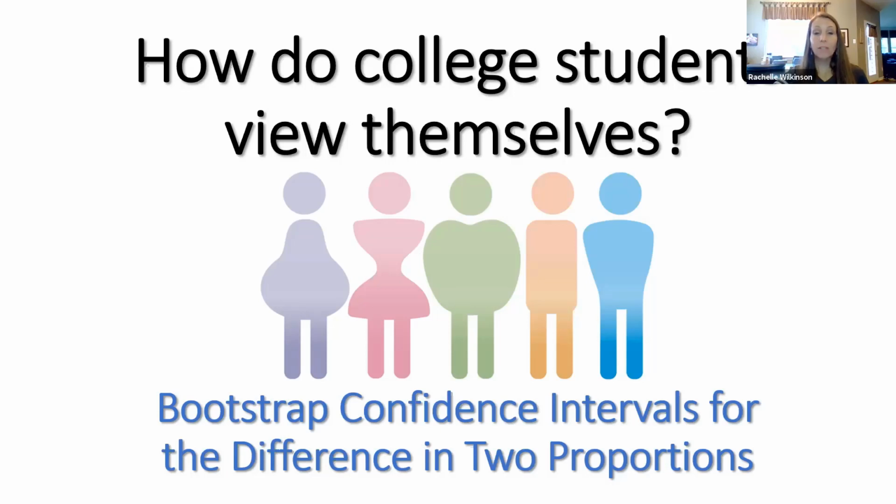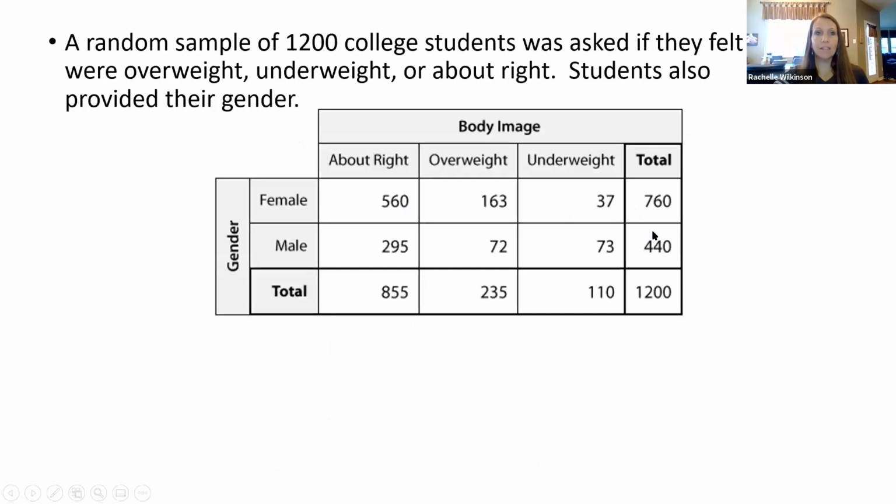In this video, I will demonstrate 2.5 ways to construct a confidence interval for the difference in two proportions using bootstrap distributions. We'll be looking at this data set. This data was collected on a random sample of 1,200 college students who were asked if they felt they were underweight, overweight, or about right. Students also provided their gender, and here is the data broken down in a two-way table.